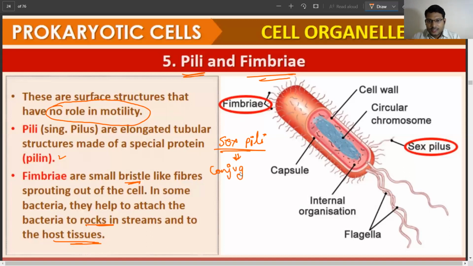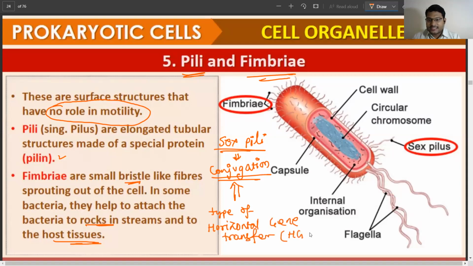Okay, these are called conjugation. Now, what do you mean by conjugation? This is a type of horizontal gene transfer. Horizontal gene transfer is simply called HGT. Now, what is that? I'll just explain briefly.